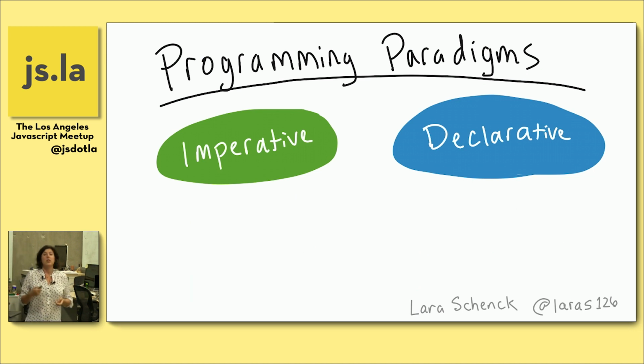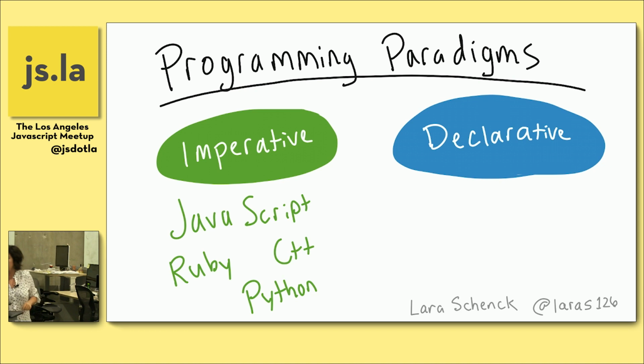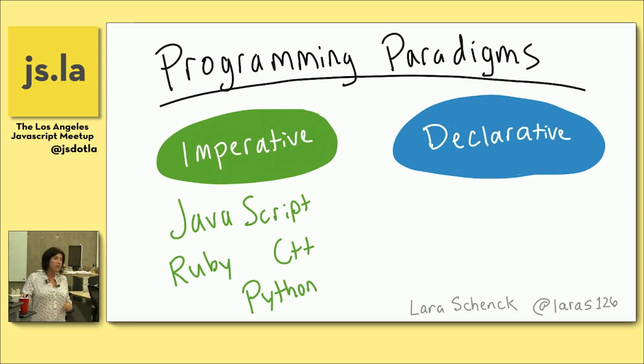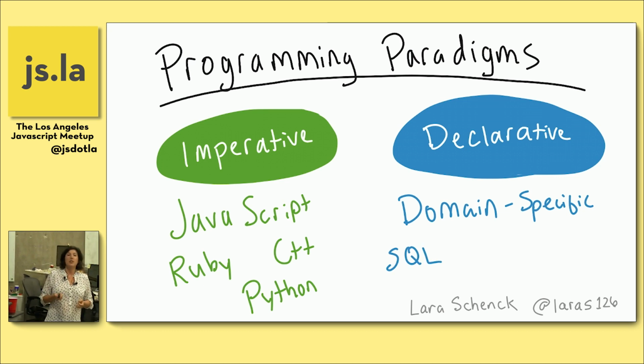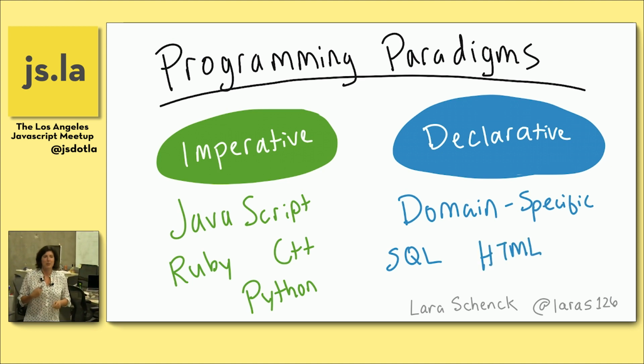So what kind of languages fall into these categories? Imperative languages are what we usually think of, so JavaScript, Ruby, C++, Python, etc. And declarative languages are often domain-specific. SQL is a domain-specific declarative language for databases. HTML is a domain-specific declarative programming language. And of course, our beloved CSS falls under this category. All right, there we go.